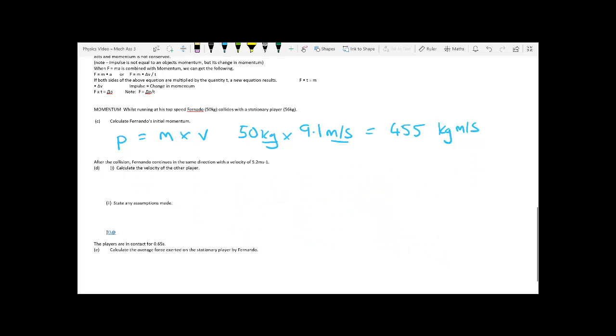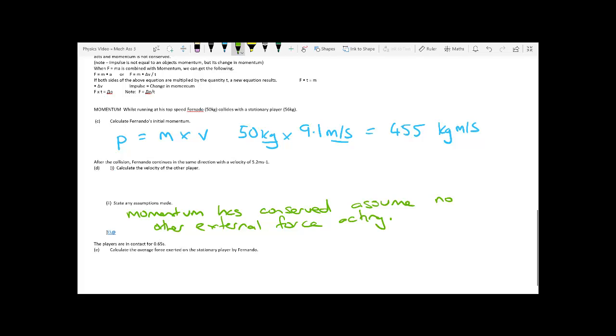Now, the assumption you made, which I mentioned before, is that momentum has been conserved. Now, if you recall, you can only make that assumption if there's no external force operating on it. So, assume no other external force acting. That could be friction or gravity or something like that. Okay, so it's just being aware that there are assumptions we make with those calculations. That would only be an achieve, I would think, in that case.